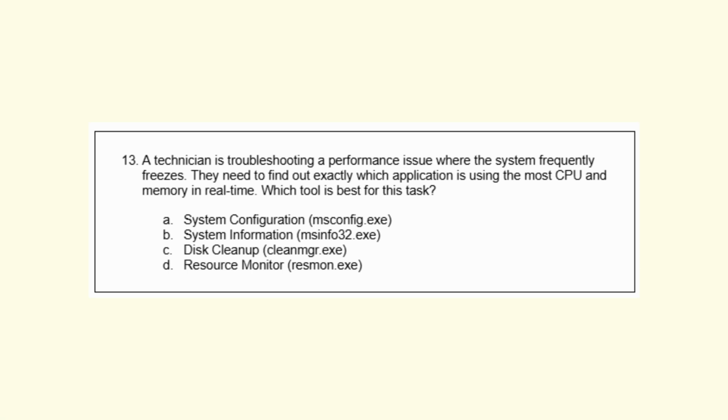That's it. All right. Your question is, a technician is troubleshooting a performance issue where the system frequently freezes. They need to find out exactly which application is using the most CPU and memory in real time. Which tool is best for this task? Is it A, system configuration, B, system information, C, disk cleanup, or D, resource monitor? Pause video if you need more time. Your answer is coming in 3, in 2, in 1.